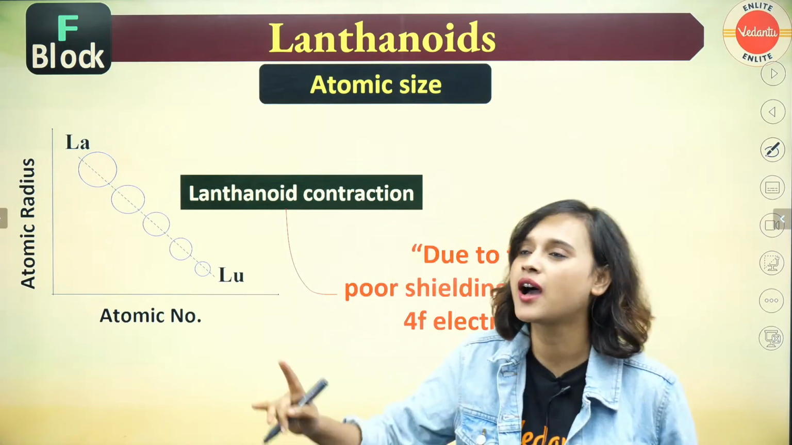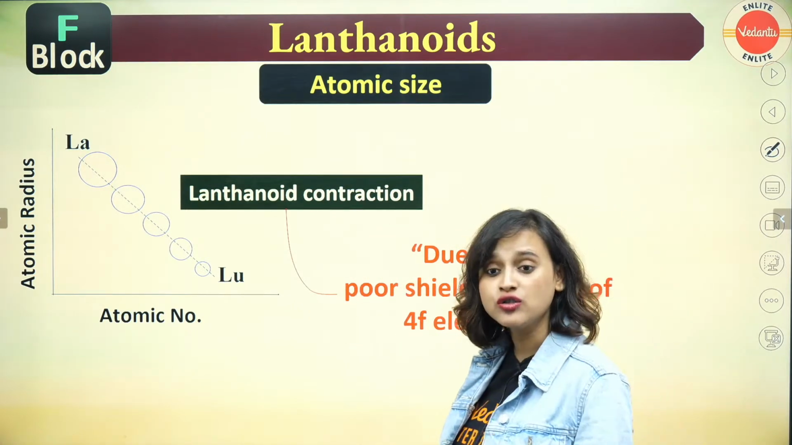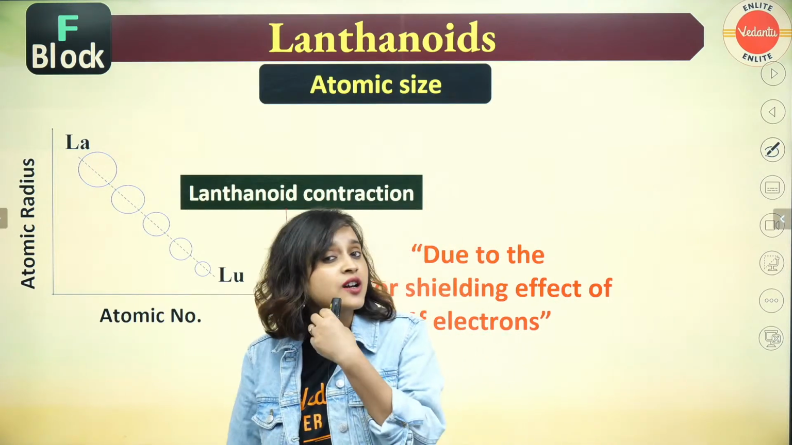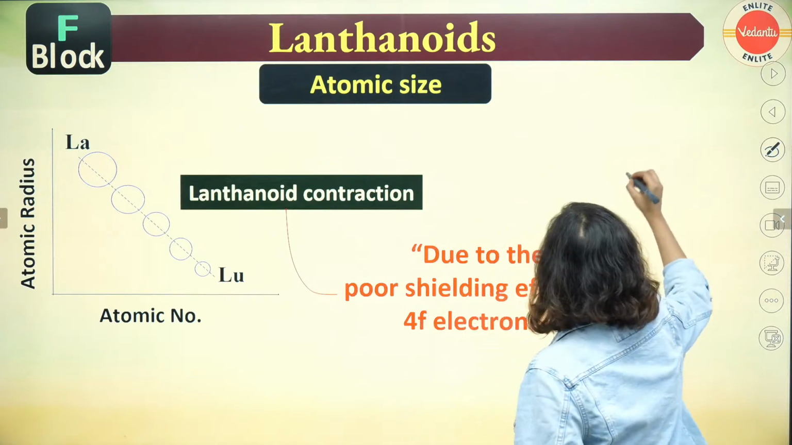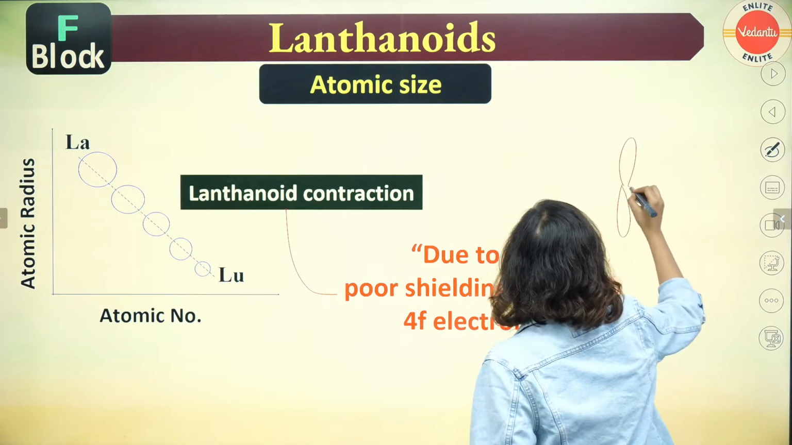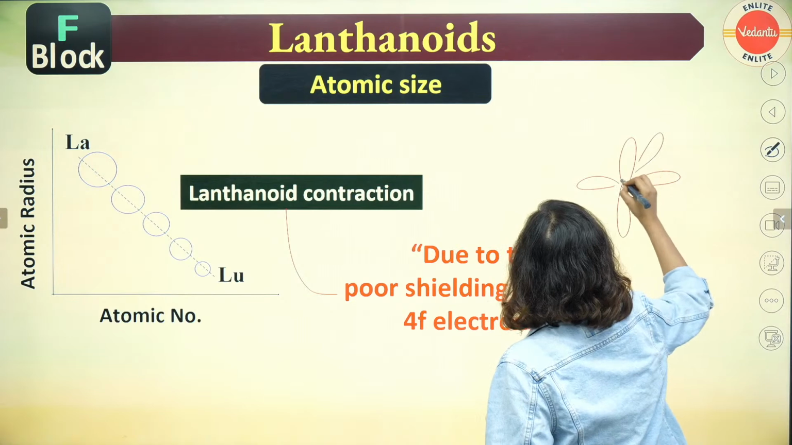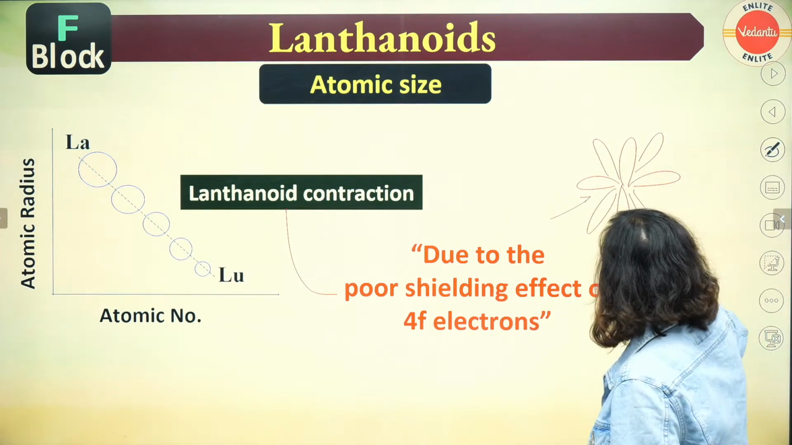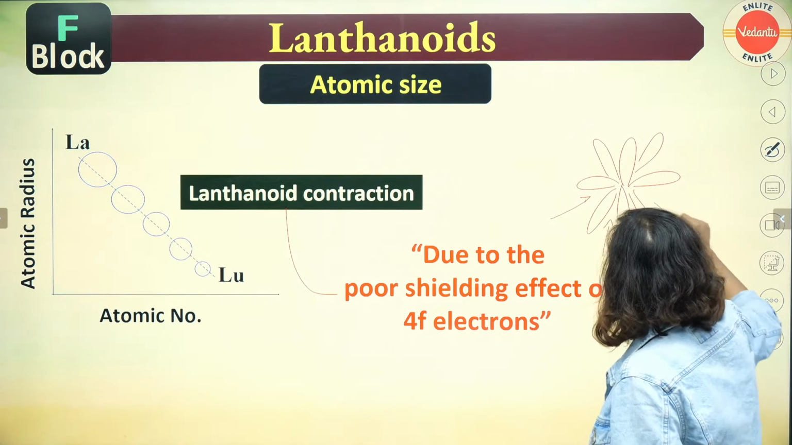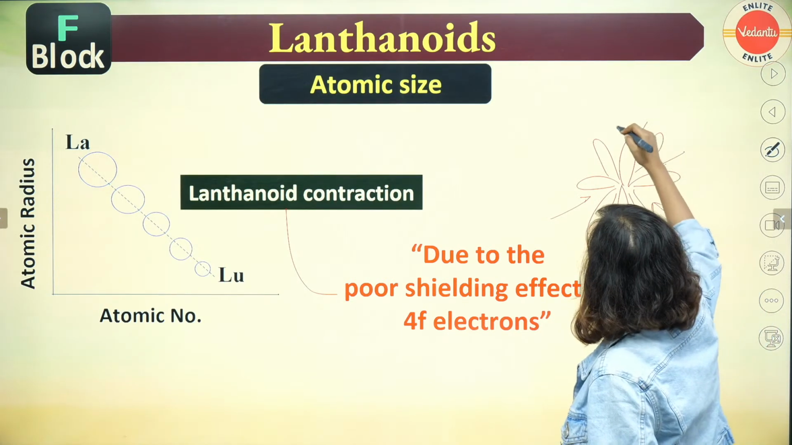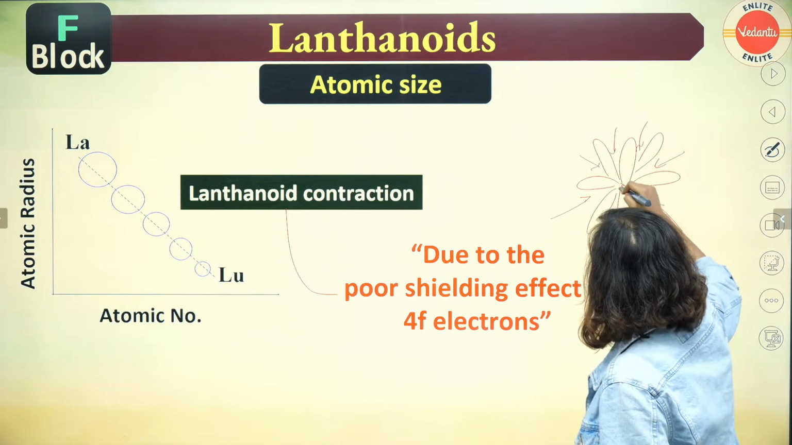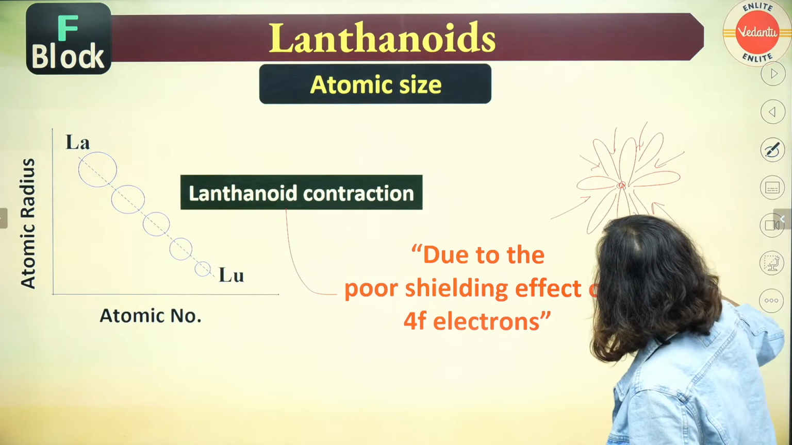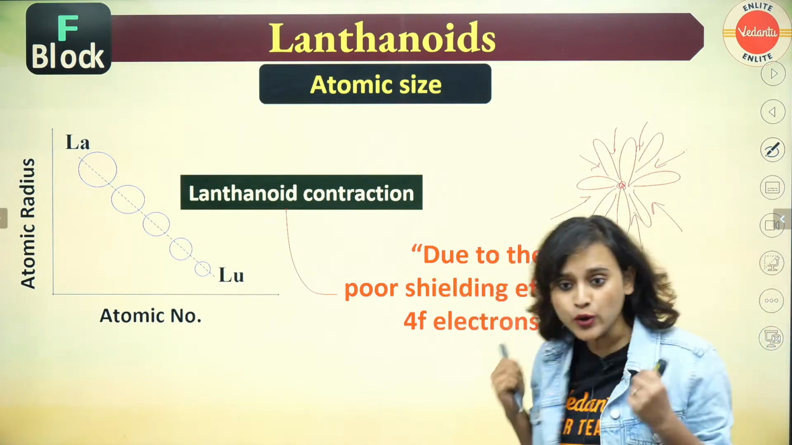Now the same thing happens in lanthanoid contraction. We also know that the f orbital has the worst shielding effect, because f looks like this, isn't it? It looks like this, 1, 2, 3, 4, 5, 6, 7, 8, something like this. Now you see that there is a gap here, there is a gap here, everywhere there is a gap, right? So this nucleus can easily see the electrons here, here, here, and it can pull them.